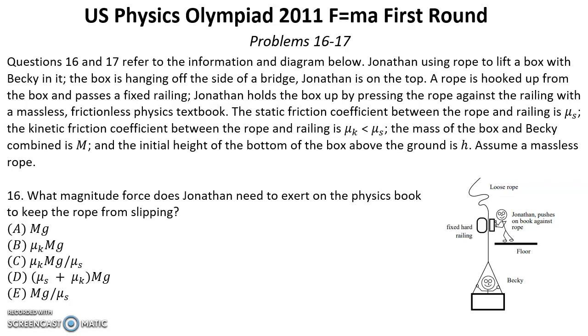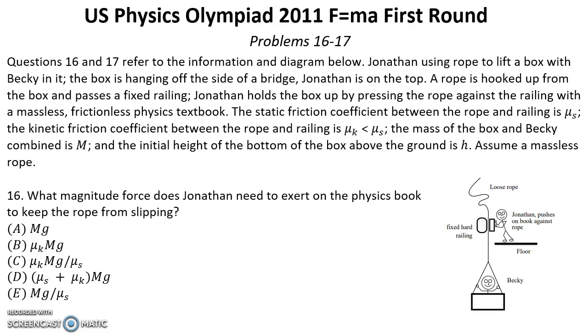The static friction coefficient between the rope and the railing is mu s. The kinetic friction coefficient between the rope and the railing is mu k, less than mu s. The mass of the box and Becky combined is m, and the initial height of the bottom of the box above the ground is h. Assume a massless rope. Question 16. What magnitude of force does Jonathan need to exert on the physics book to keep the rope from slipping?